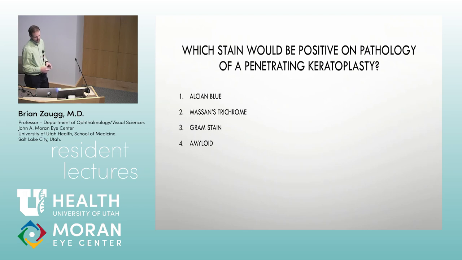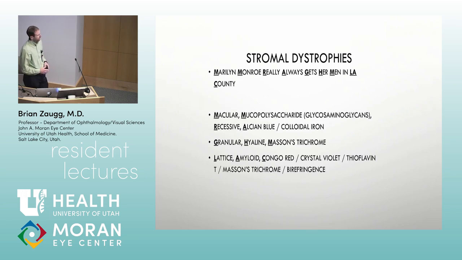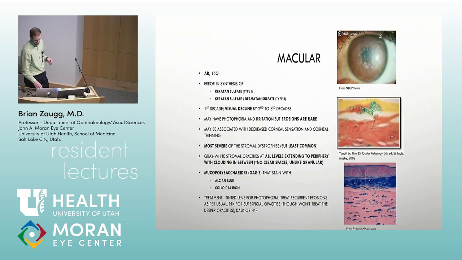Which stain would be positive on pathology of a penetrating keratoplasty? So granular gets Masson. Granular has what substance? Hyalin, which stains with Masson trichrome. Okay, good. So you've got to have this down. There's usually three or four questions related to it on tests because it's just so easy to test. So we won't spend a lot of time on it here.